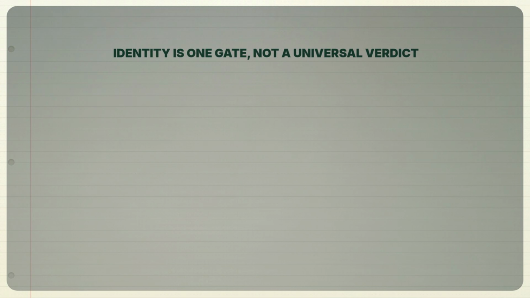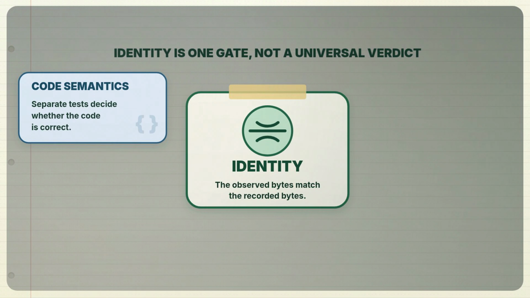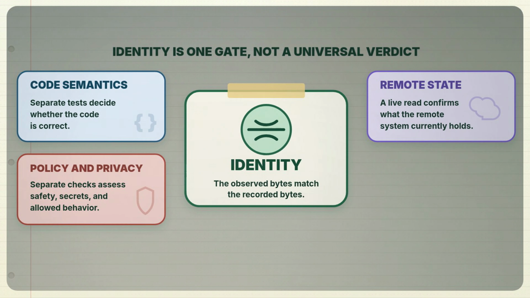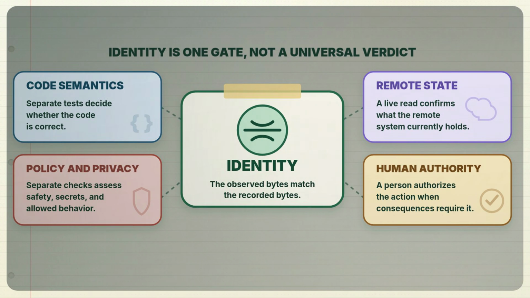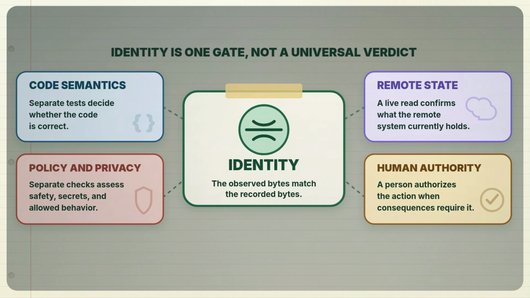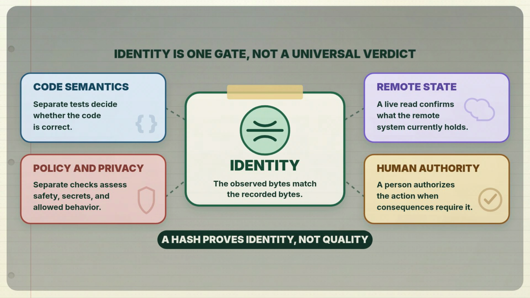The guarantee must remain narrow. A matching digest proves that the observed bytes match the recorded bytes. It does not prove the code is correct, the artifact is safe, secrets are absent, the design is good, a remote system still holds the object, or a human authorized the action. Those require separate gates. Strong agent workflows compose narrow, inspectable checks for identity, semantics, policy, and privacy, remote state, and human authority where consequences demand it. The identity gate is valuable precisely because it refuses to pretend it can answer the others.